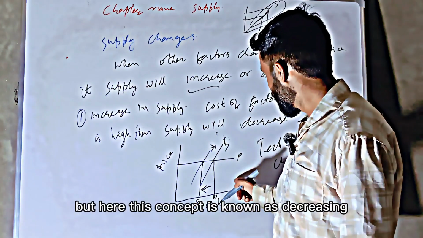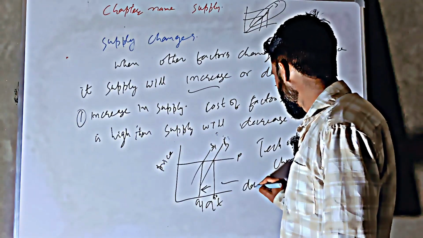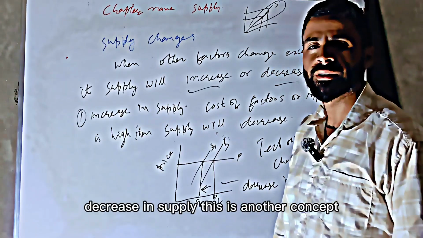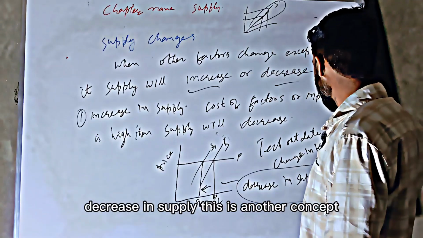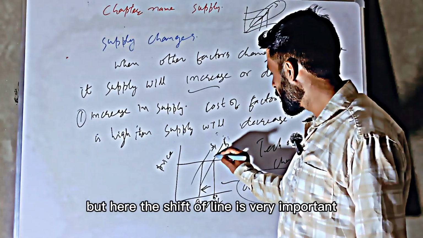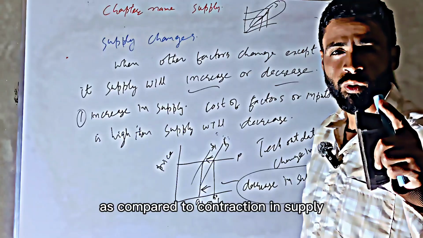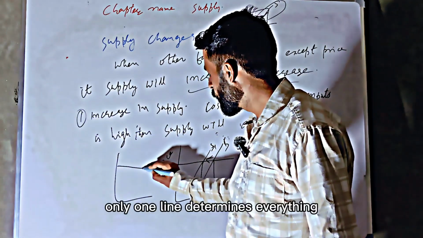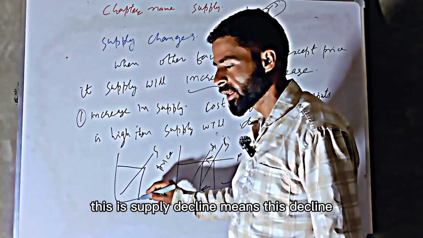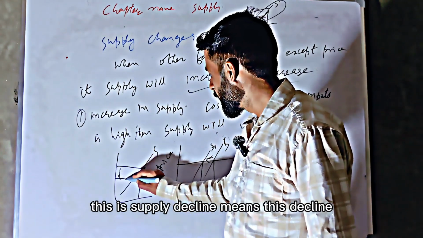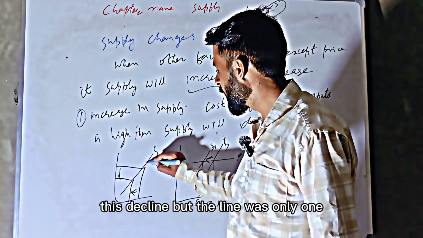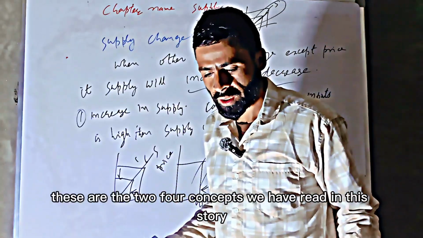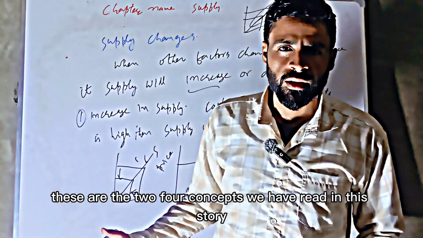But here this concept is known as decreasing supply. Decreasing supply. This is another concept. But here the shift of line is very important as compared to contraction in supply. In contraction, you have seen like this. Only one line determines everything. This is supply. Decline means this decline, this decline. But the line was only one. But here lines are two. So these are the four concepts we have read in this story.